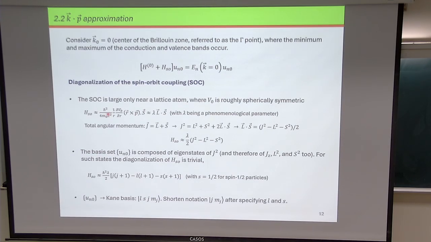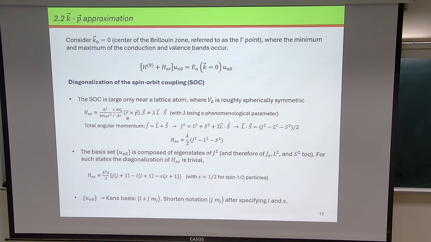Of course, the potential is not really spherical because it's periodic and so on. But this interaction will be strong only close to the atom. So close to the atoms, I can approximate it as spherical. If V naught has a spherical symmetry, then the gradient I can rewrite in this form.